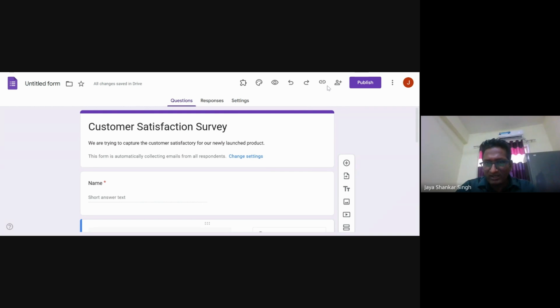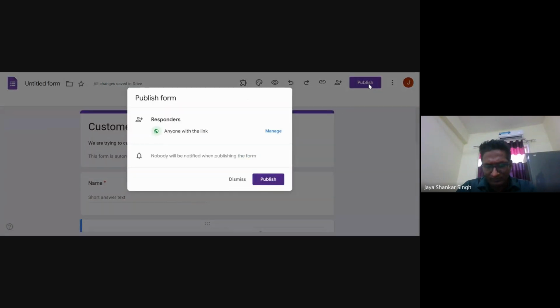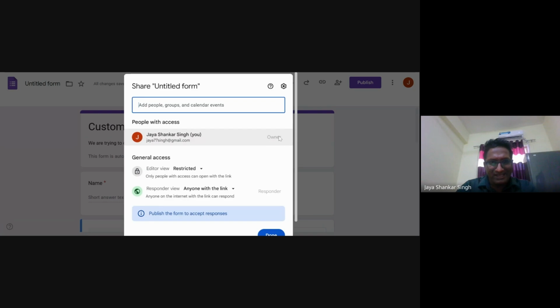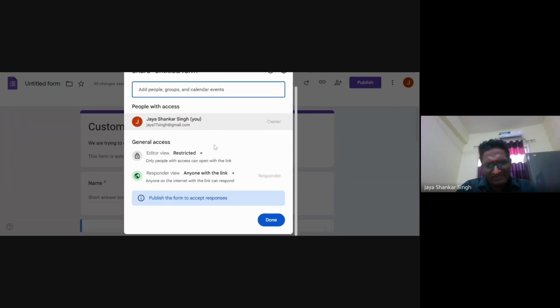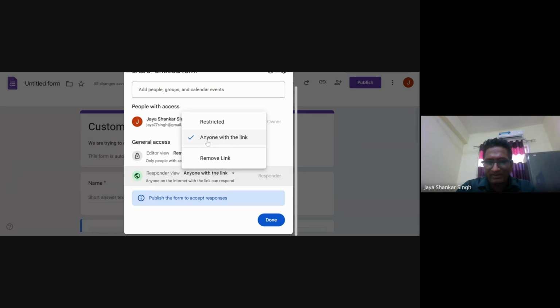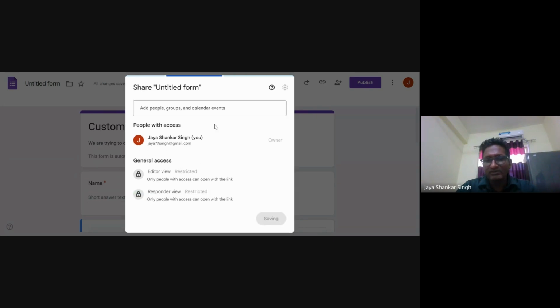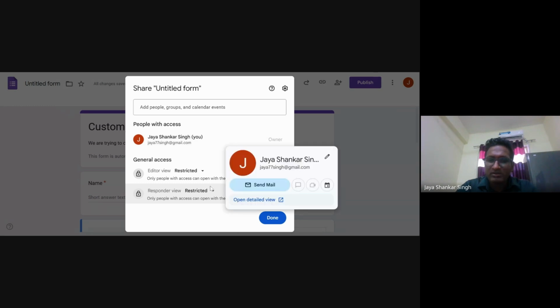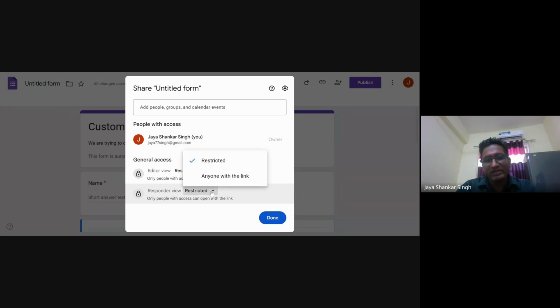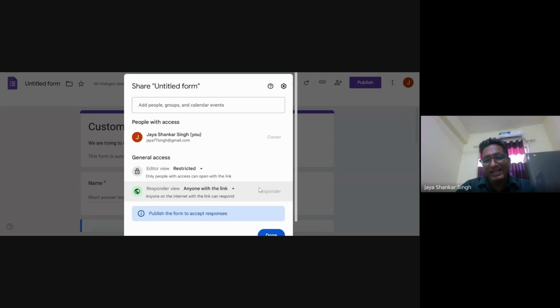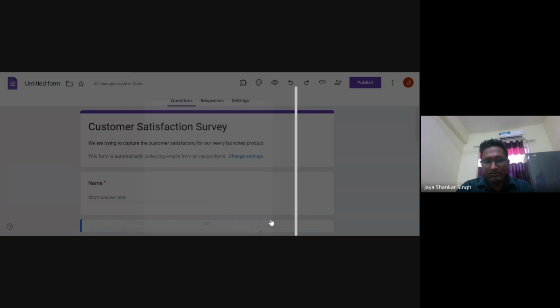Now to start sharing this, you will click on publish. I can change how I'm going to collect information, anyone with the link, or you can change it here also. Anyone with the link or restricted, like I can say some specific people, but it is always a good idea to keep it as anyone with the link, or if I want a restricted one, I can restrict it. Whoever I'm sending the file to can only access this particular Google form.